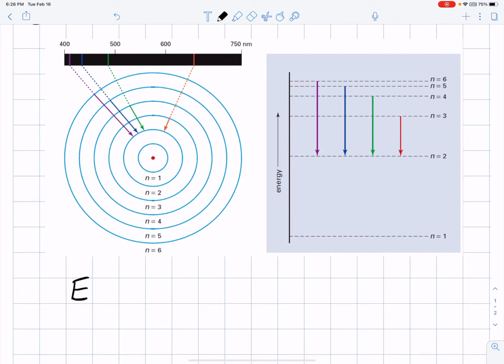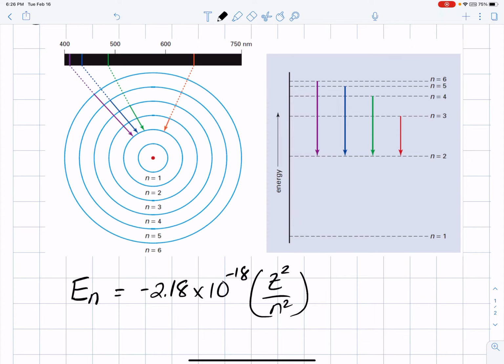His equation said the energy of the electron when it's in the nth energy level was equal to negative 2.18 times 10 to the minus 18 times Z squared over n squared, and this energy would be measured in joules. The letter Z in this formula is the atomic number of the element you're talking about. So Z, the numerator, is the atomic number, which you can find on the periodic table.